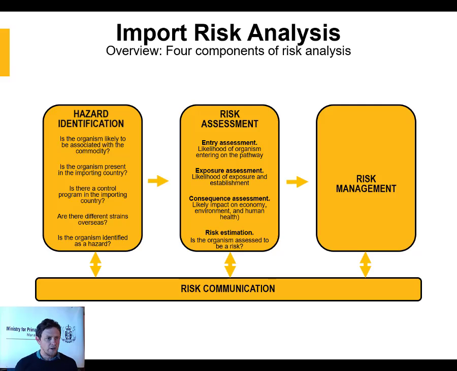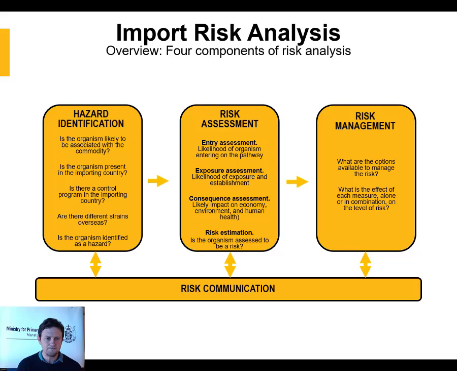So just finally, as we mentioned before, with the risk management side of things, the risk manager looks at the different options that are available to manage the risk, and they look at the effect of each measure alone or in combination on the level of risk, and they make decisions for managing that risk based on the effect of those individual measures or the combination of the types of measures that could be implemented.